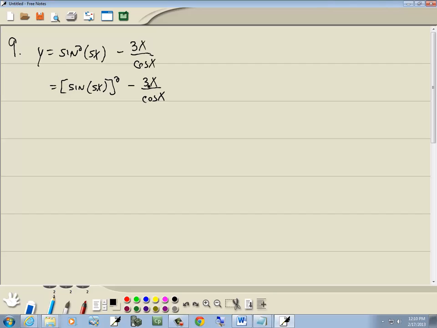Now this fraction here, that's going to be the quotient rule. So our 3x is going to be our p, and our cosine x will be our q. So we need p prime for our formula. Derivative of 3x is 3, and we need q prime. The derivative of cosine is negative sine. Now our formula is p prime q minus p q prime over q squared. So for our derivative.